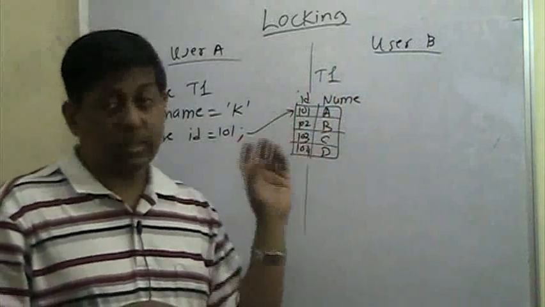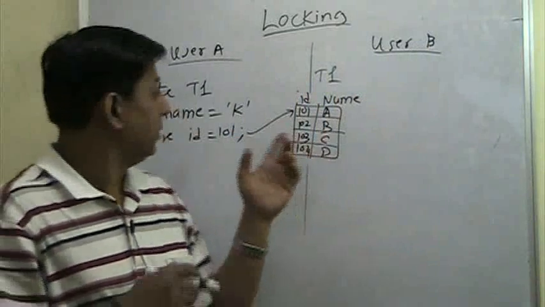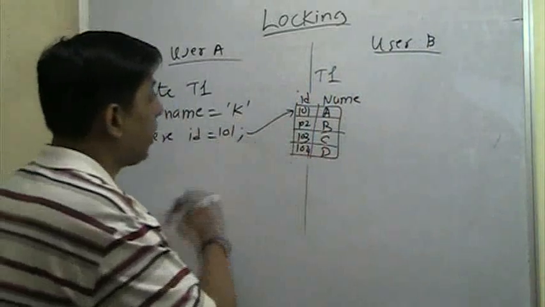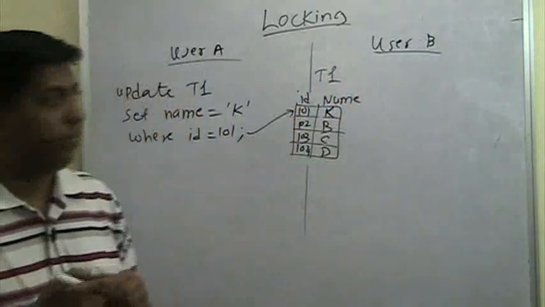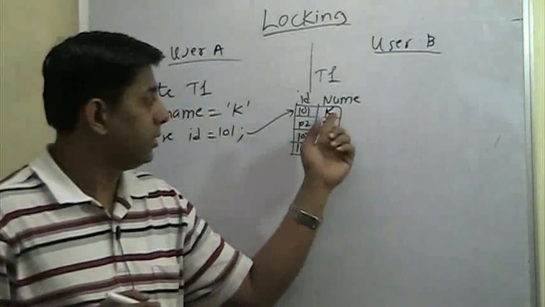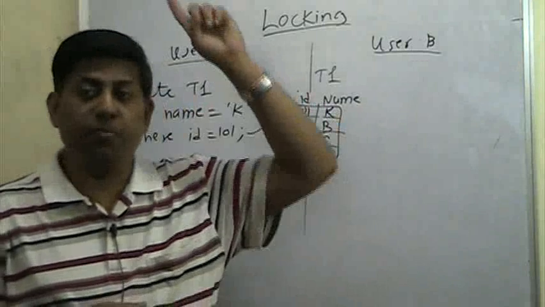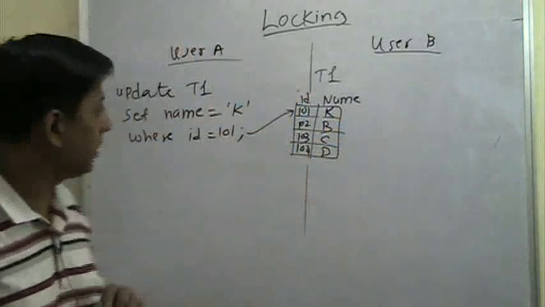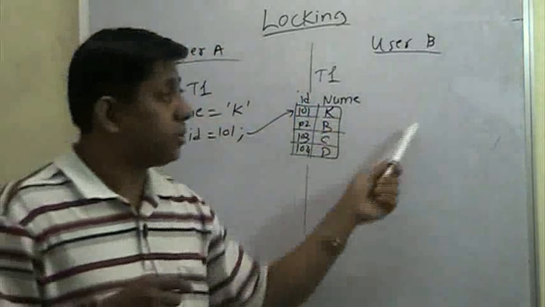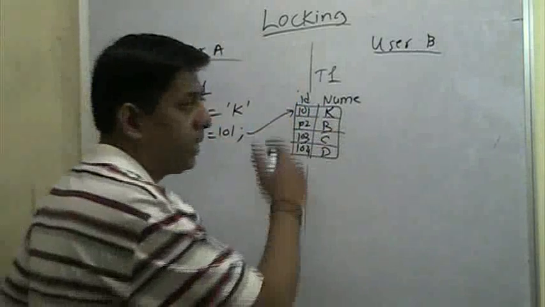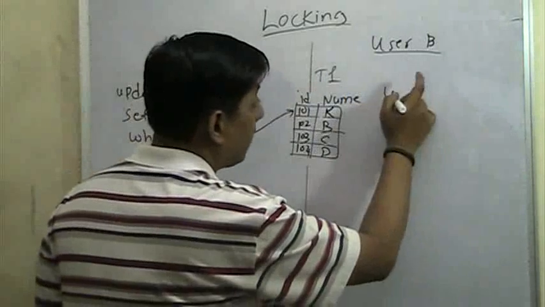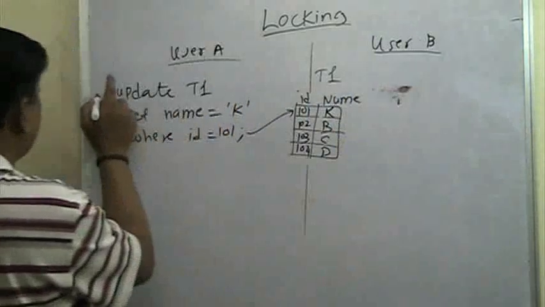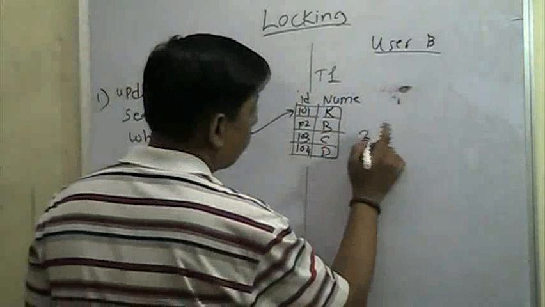And once they select from that table, what will they get? I have updated the name to K here and the update has been successful. So when this other user comes in and selects, he will not see K, he will see A from the undo. That select statement, read consistency, is a clear concept. Now this happens at 1 o'clock, and the other user comes at 2 o'clock.